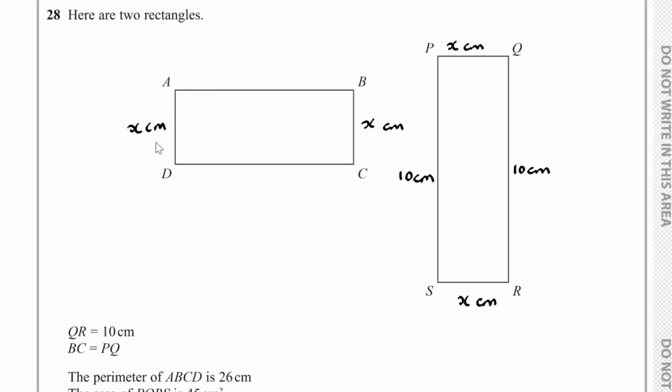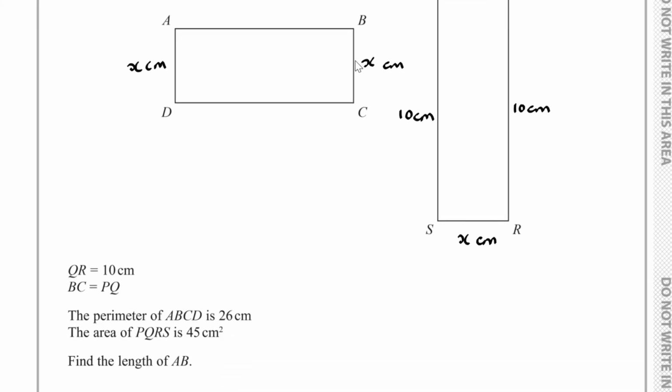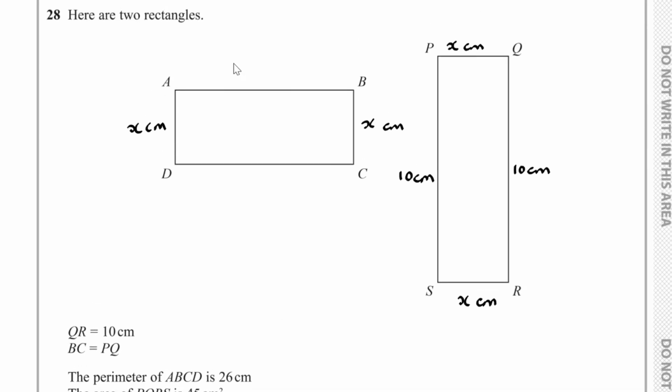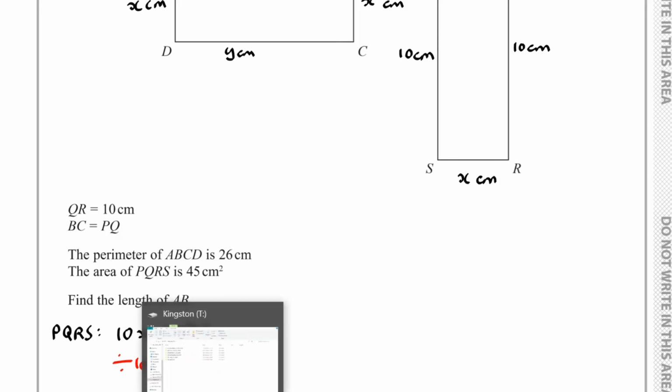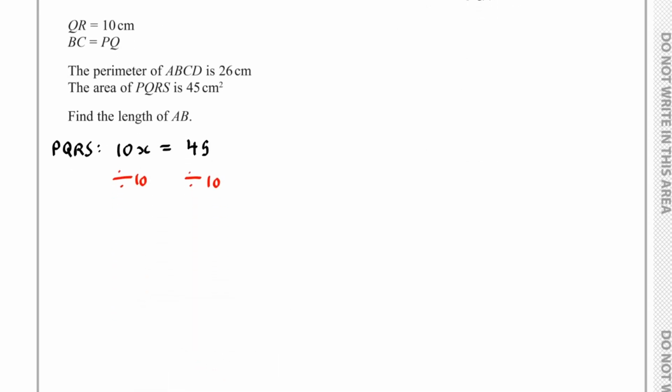And because we have a rectangle here, we have X centimeters, and here we have X centimeters. We know that the perimeter of ABCD is 26. The area of PQRS, that's 45. We have to find the length AB. Well, I don't know what AB is, so let's just call it Y for now. And if I consider the rectangle PQRS, the area of that is equal to 45 square centimeters. So 10 times by X, so in other words 10x, that's equal to 45. So dividing both sides by 10, we see that X is equal to 4.5.